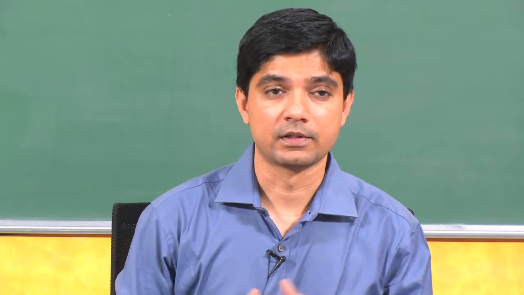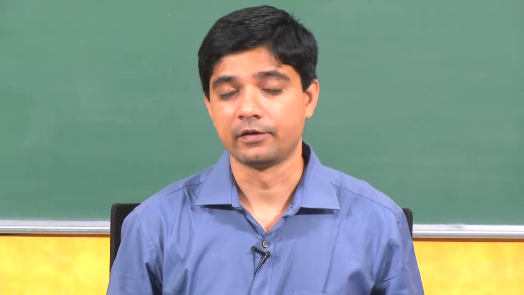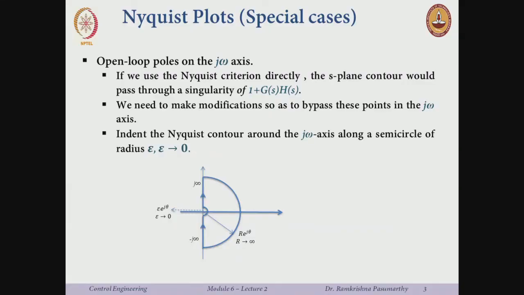And we also saw how we shift from the origin to -1 plus j0, and how analyzing this point will help us get the closed loop behavior by just looking at the open loop transfer function. And so what we will do today is handle some special cases.